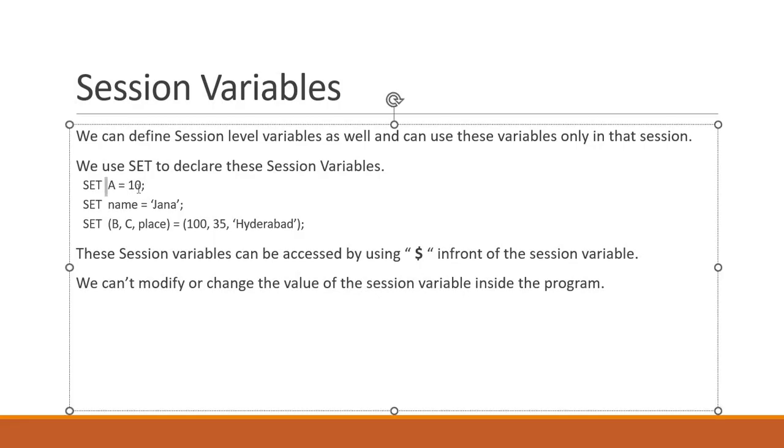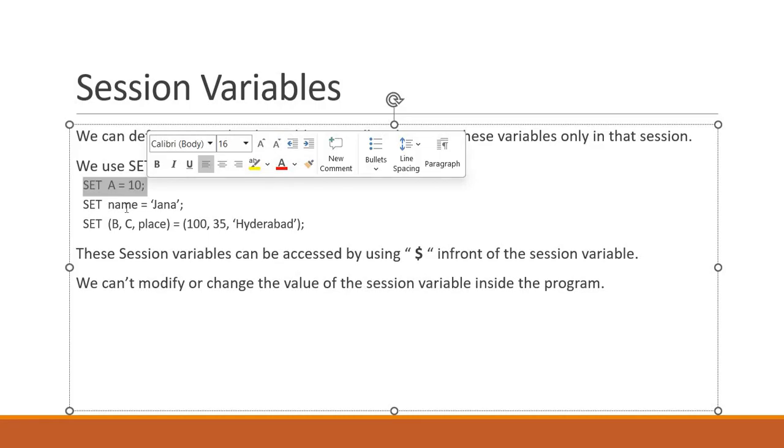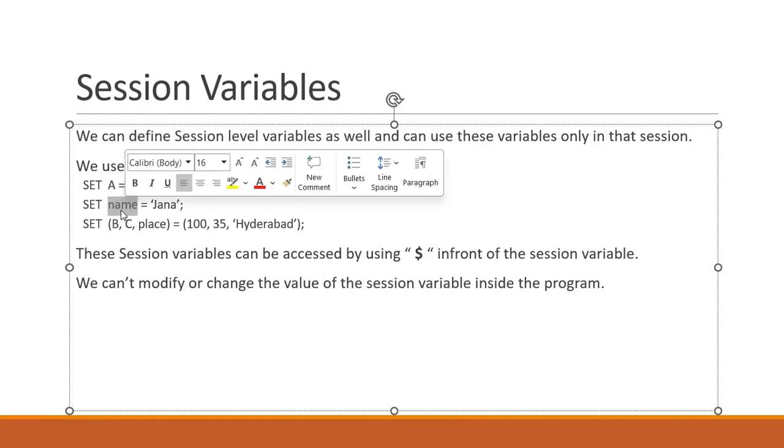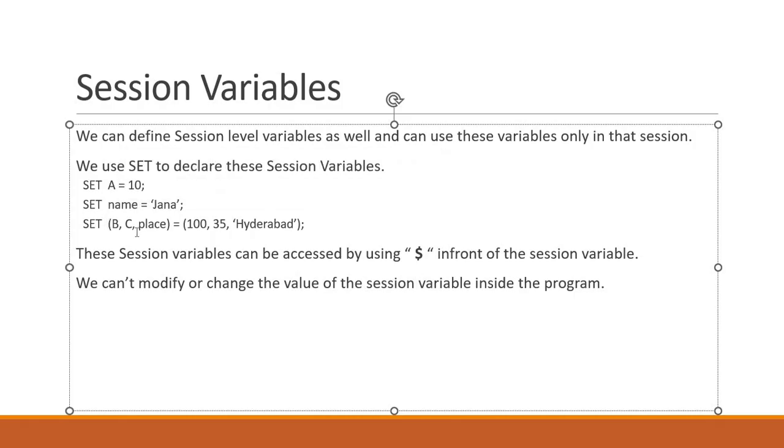So this will be numeric. SET name = Jana. So this is of type varchar. If I want to set multiple session variables, I can use these braces. Within the braces, we have to specify the variable names equals to, and again within the braces, we have to specify the values of those variables.